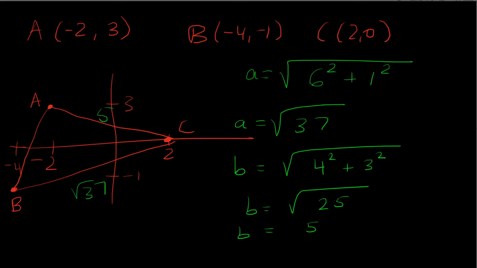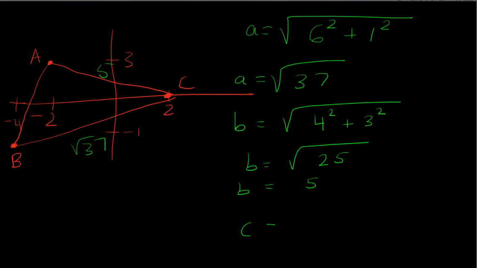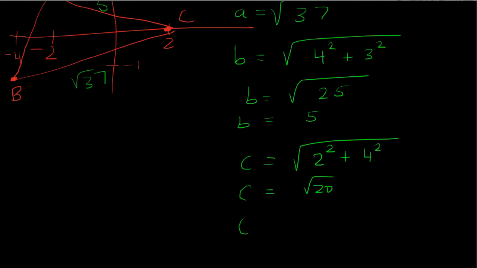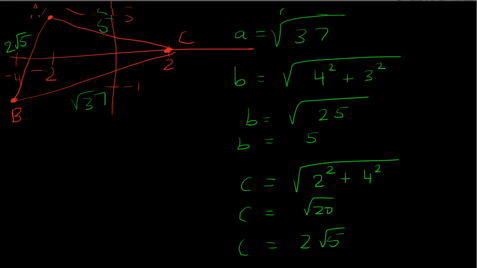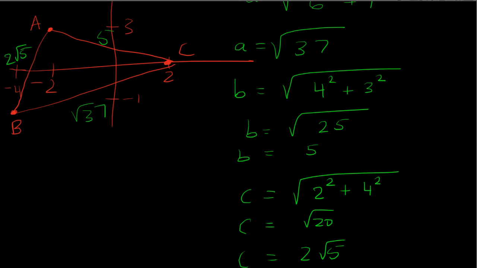Now we want to do C. So C is the distance between B and A. B goes from -4 to -2. That's a change in 2. And then the y goes from -1 to 3. That's a change in 4. So this is root 20. Which is 2 root 5. All right, now we have our lengths, A, B, and C.